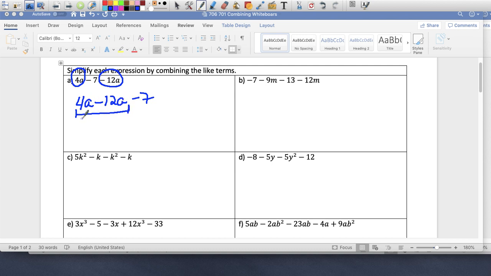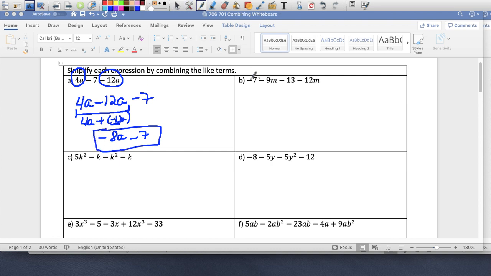Now you can change it to an addition. And yeah, 4a minus 12a, there's more negatives, right? So it's going to be negative 8a, and then -7. I'm finished.